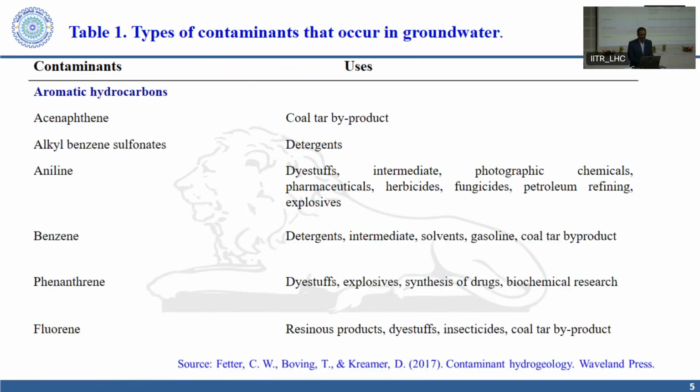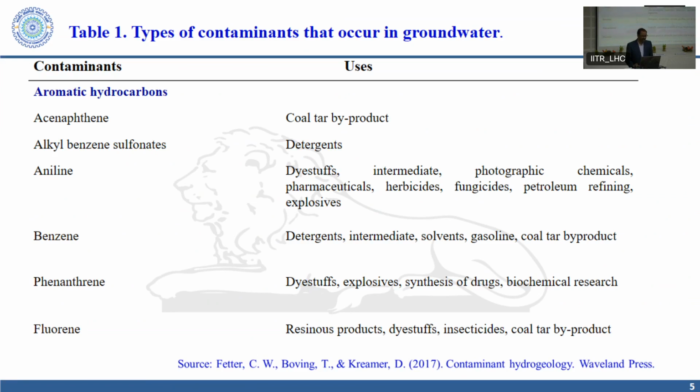Based on what I discussed previously, I have made a tabular form here. For example, aromatic hydrocarbons. The first aromatic hydrocarbon is acetylphenone. This is used in the case of coal tar byproduct, whatever the coal manufacturing produces, which is used for the construction of roads or other purposes. In that case, acetylphenone is used here. This is one form of the hydrocarbons.